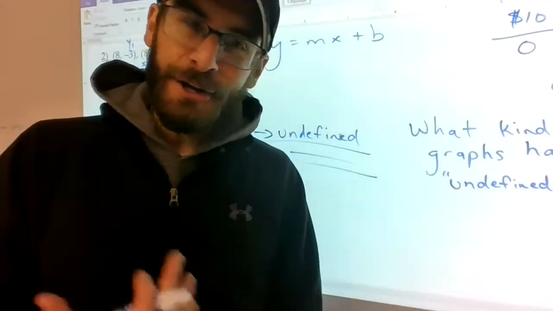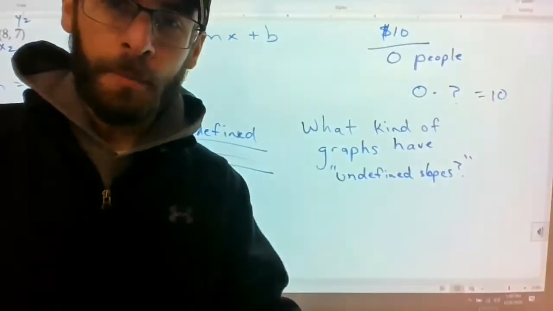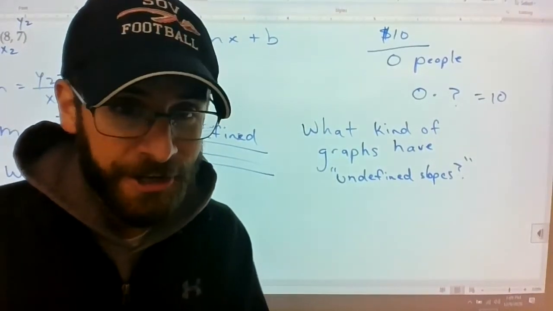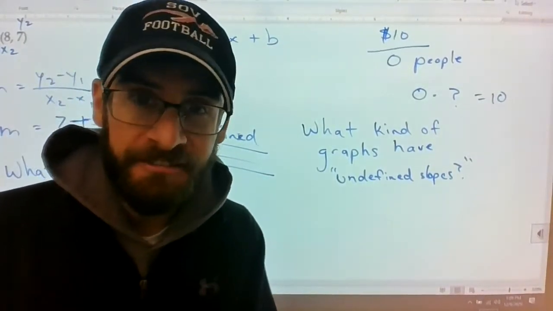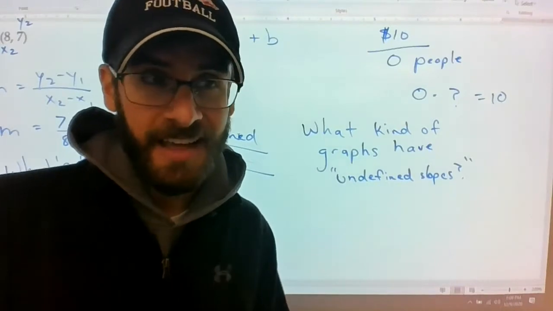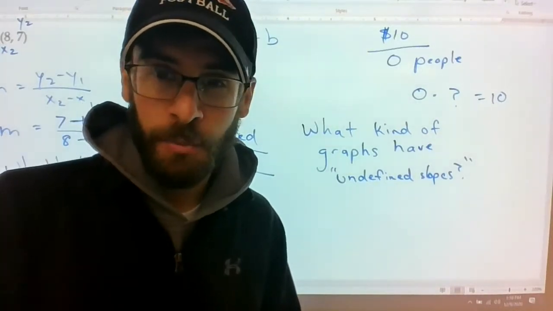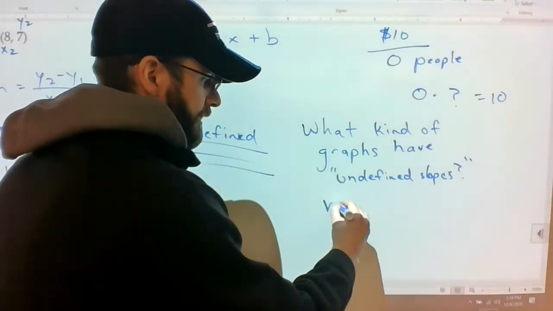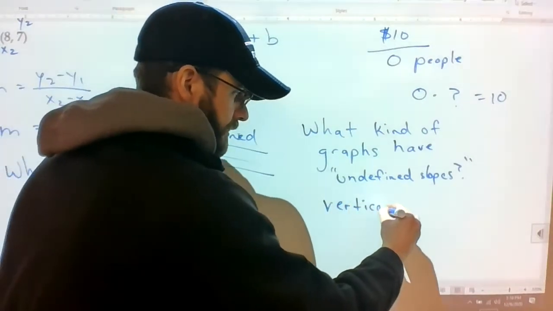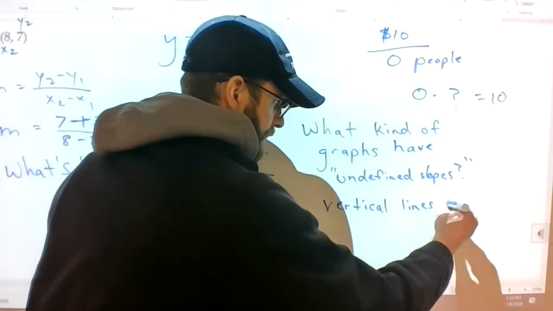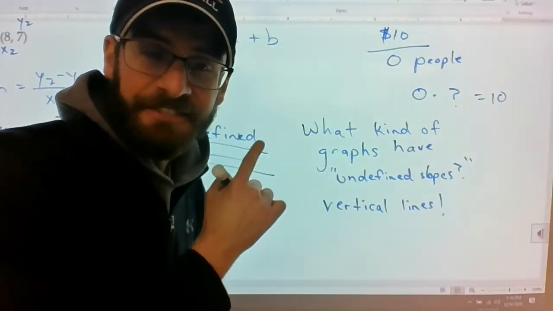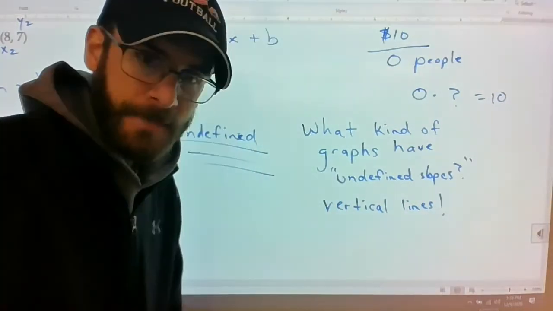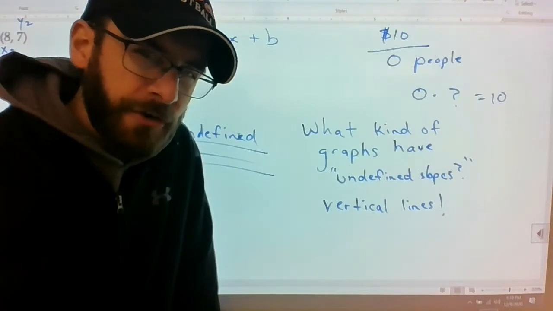And I'm not going to go through and explain that whole procedure again. I already made a video on it. Go back and watch that video. Special cases graphing. I think it's 5.3 or 5.4. Vertical lines. Vertical lines had undefined slopes. So what kind of equations do vertical lines have?